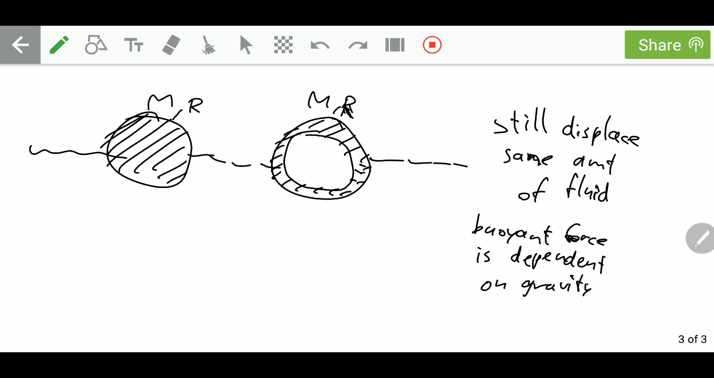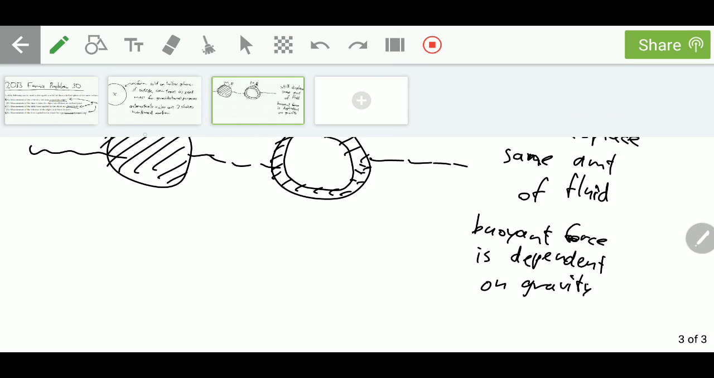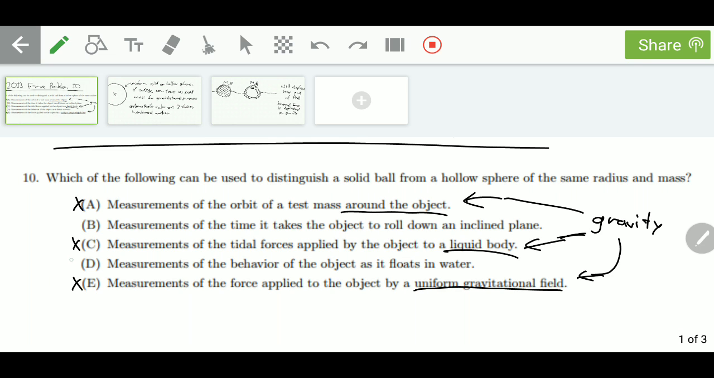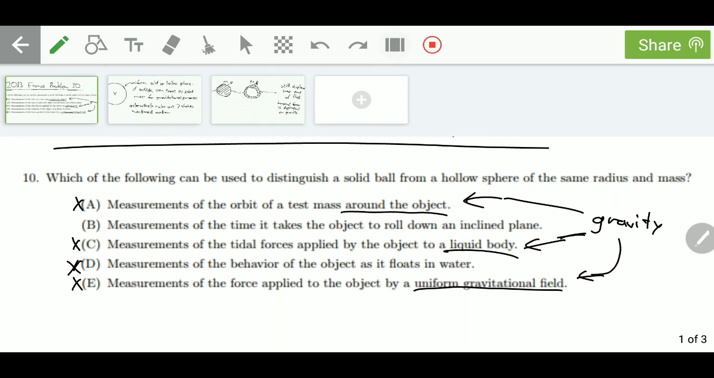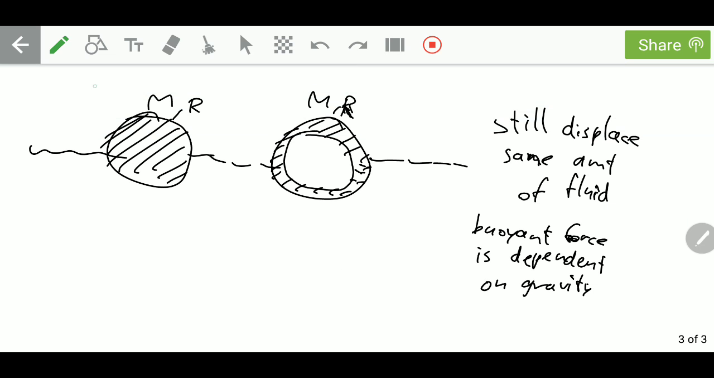And again, all the properties that could actually influence the buoyant force or the behavior in water are the exact same from the outside. The mass and the radius and the shape of the sphere are once again exactly the same. And so now D is ruled out too, and so really B has to be the correct answer. But let's verify that we actually can tell the difference.